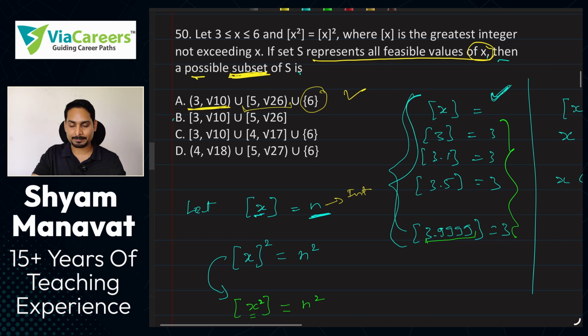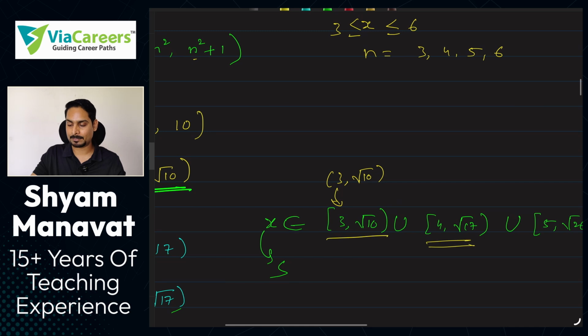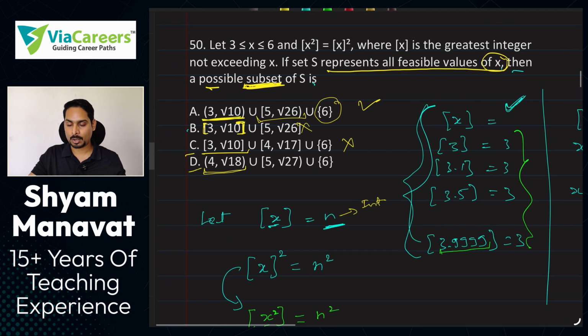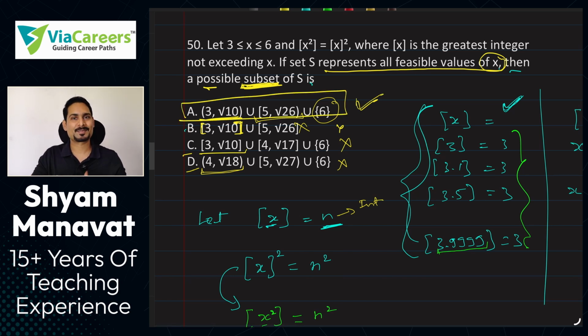Now why is B not working? Because B says to include 3 and also include root 10. Root 10 is in a square bracket, that means inclusive. So this is not possible because x cannot be equal to root 10. Option C, same way, is also out. Option D, here you have 4 to root 18. It is not 4 to root 18, it is 4 to root 17. So it can't go to the next value. That's why option D is also not possible. So option A fits best here. That's why this is your answer. Got it? I hope you understood. Let's solve the next question.